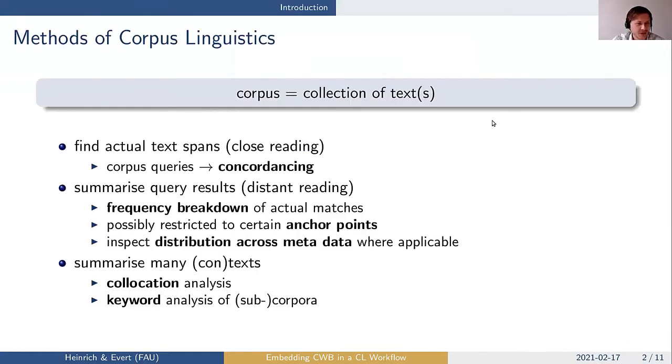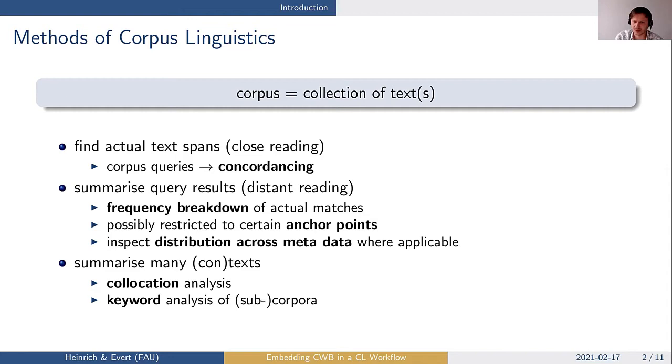What are the methods of corpus linguistics that we're using? A corpus, of course, is a collection of texts. And what corpus linguists are usually interested in is, broadly speaking, three things. Firstly, finding actual text spans for close reading: writing a corpus query and then looking at the concordances.